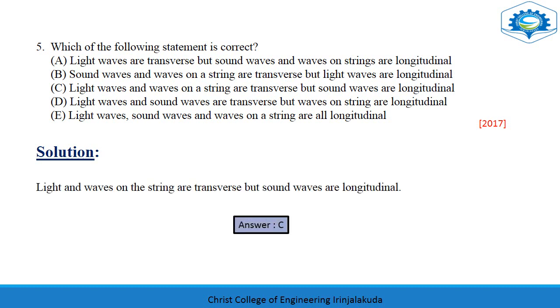The answer is C. Light waves are transverse. Light waves are electromagnetic waves, and all electromagnetic waves are transverse in nature. Next, about the waves formed on a stretched string: waves formed on a stretched string are also transverse in nature. Sound waves are always longitudinal. So, option C is the answer.